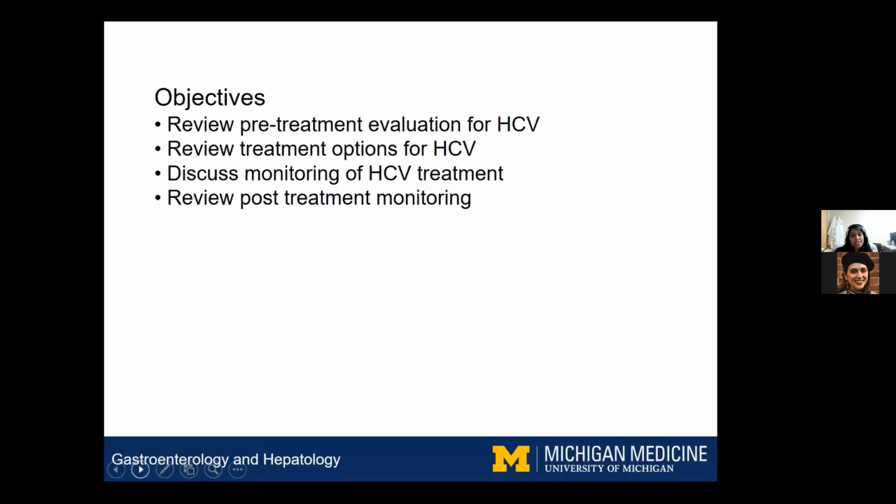So the objectives today are really fourfold. Number one, I'm going to review pre-treatment evaluation for hepatitis C. 2, review treatment options for hepatitis C, and also talk through how to select various options. Number 3, discuss monitoring of hepatitis C. So how do you follow patients who you start on treatment? And then finally, we're going to end by discussing review of post-treatment monitoring a little bit.